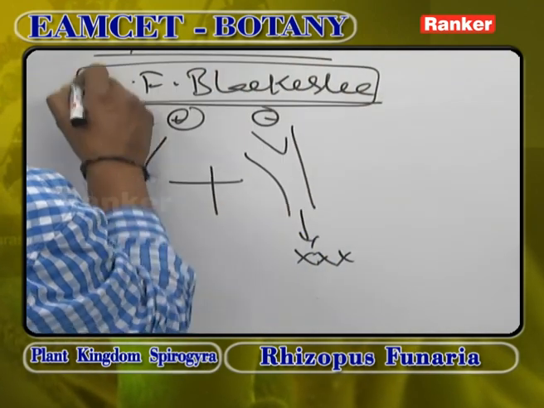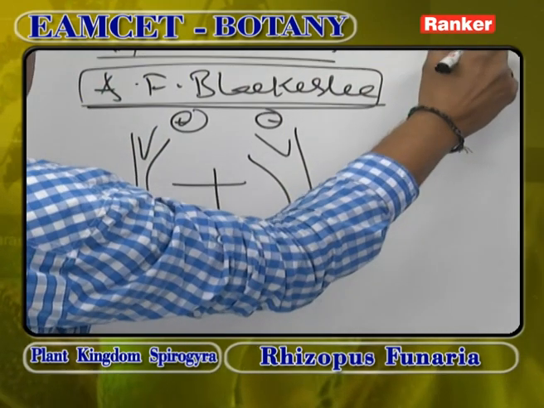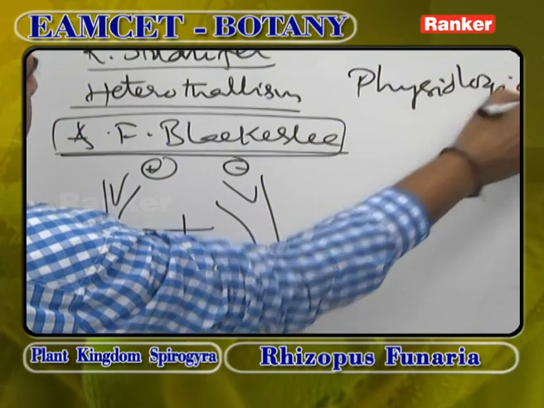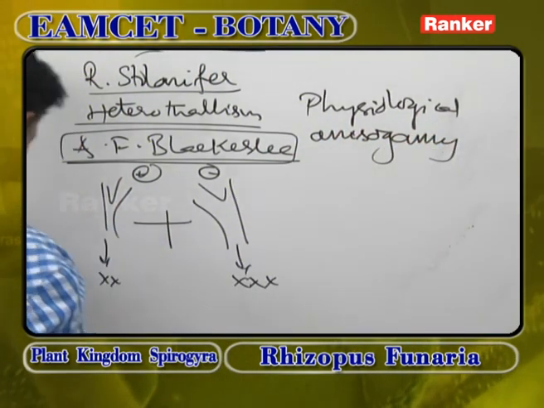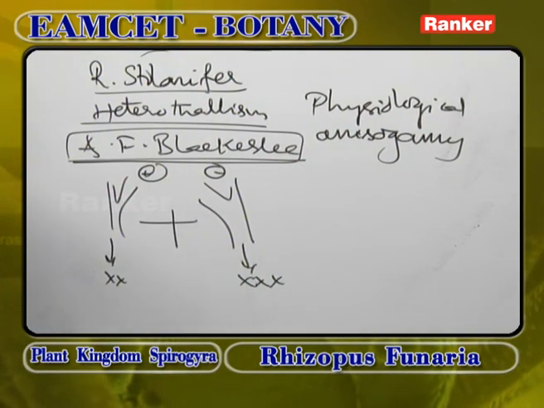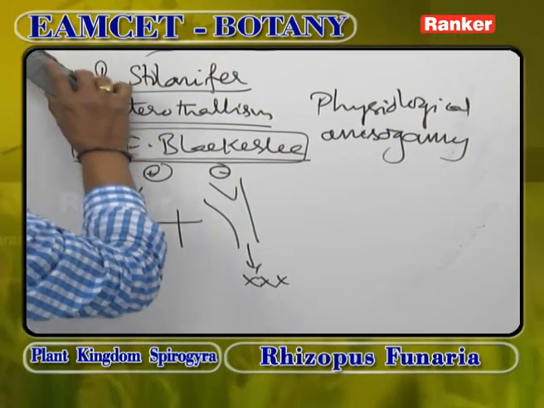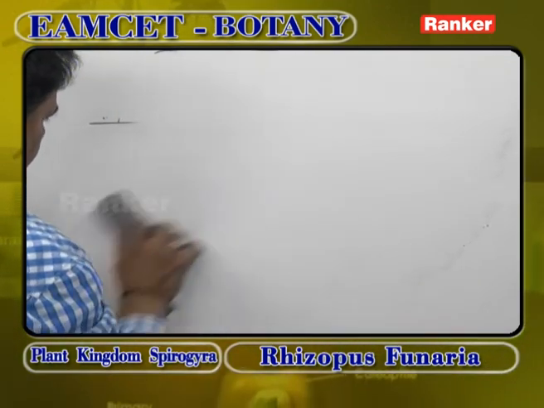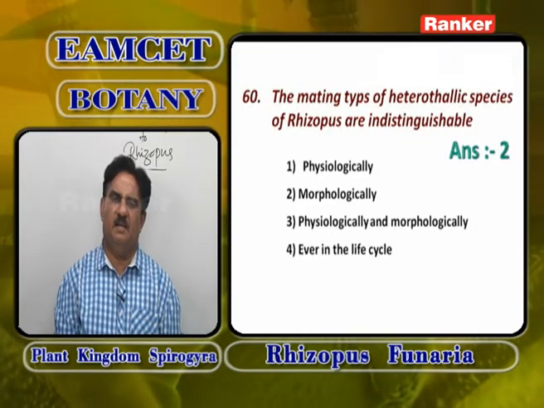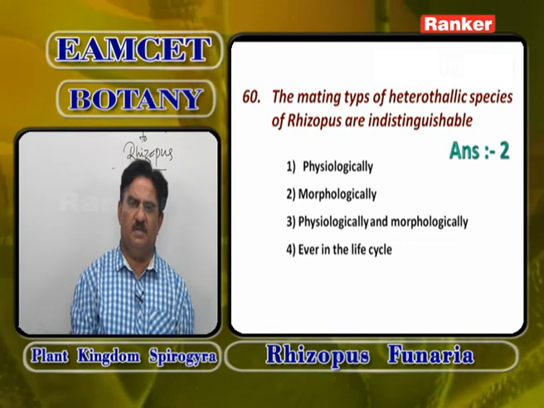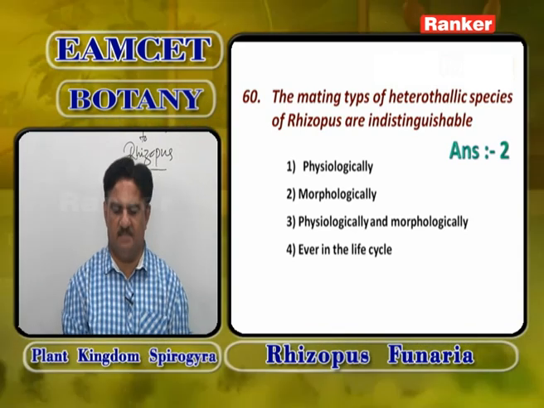So, this process is nothing but physiological anisogamy. Why? Both are morphologically similar but physiologically dissimilar. One is plus, the other is minus. Rhizopus stolonifer is a heterothallic species. Heterothallism in Rhizopus stolonifer was explained by A.F. Blakeslee. He proposed that heterothallism is the starting stage of development of the dioecious condition in higher plants. That means in future, plants are going to develop with male plant and female plant separately.